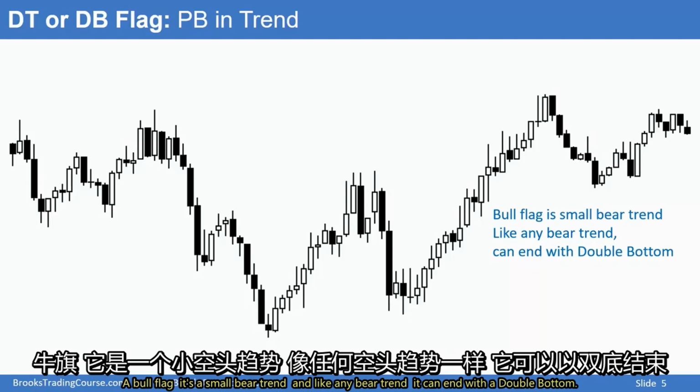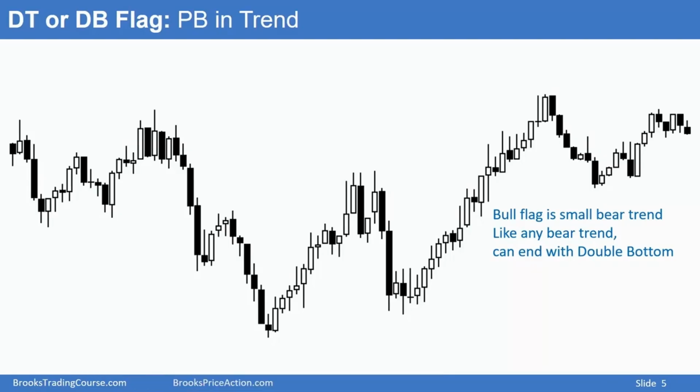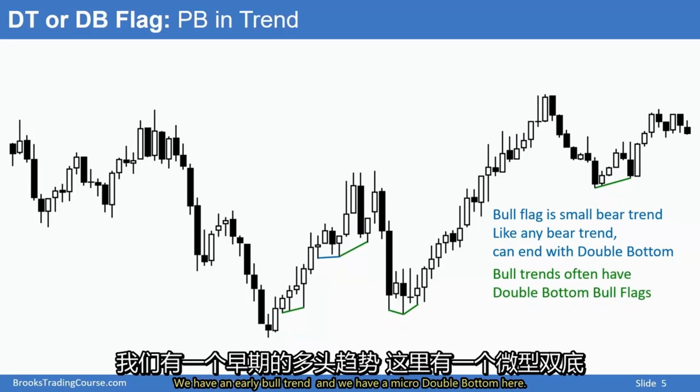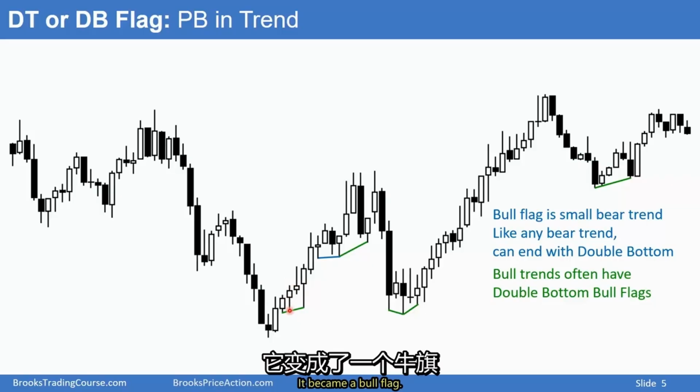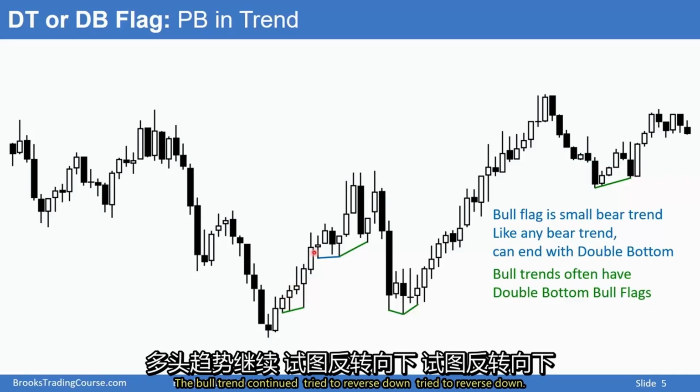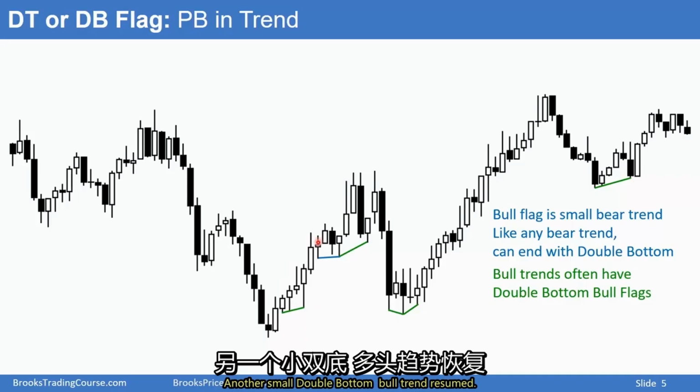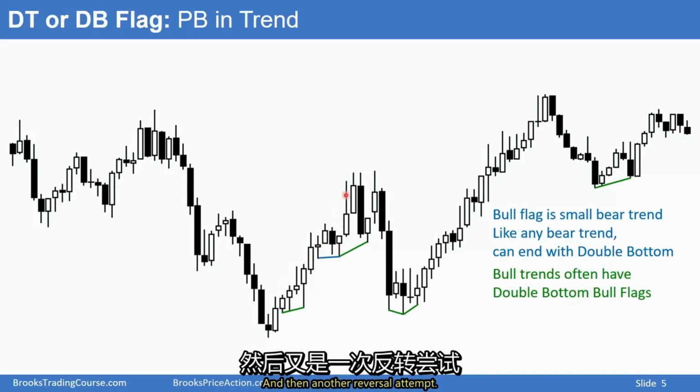A bull flag is a small bear trend, and like any bear trend, it can end with a double bottom. Many examples. We have an early bull trend, and we have a micro double bottom here. It became a bull flag. The bull trend continued, tried to reverse down, another small double bottom, bull trend resumed.